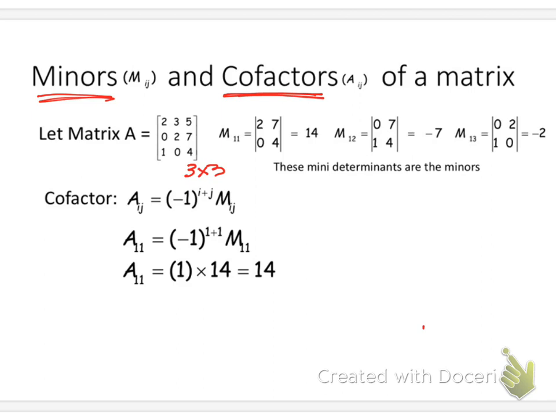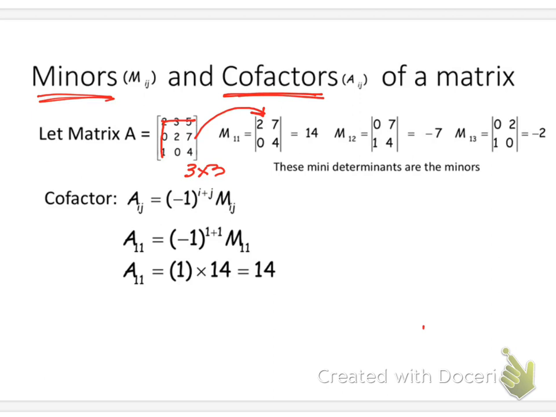If I want to find M minor of row 1, column 1, what that means is I eliminate row 1 and column 1, and this becomes my new matrix. I am now going to take the determinant of that. So 2 times 2 is 4.